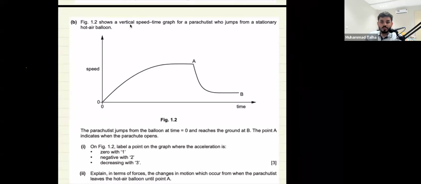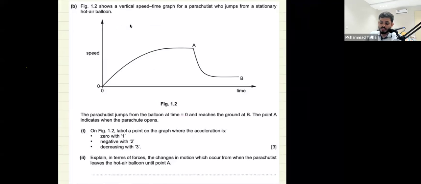1.2 shows a vertical speed time graph for a parachutist who jumps from a stationary hot air balloon. The parachutist jumps from the balloon at time t equals 0 and reaches the ground at B. Point A indicates when the parachute opens. Right? This is stuff you are supposed to know anyway. The examiner could ask you what point A is, where does he open the parachute, and the answer is here. And how do you locate this? This is where the speed starts to decrease.